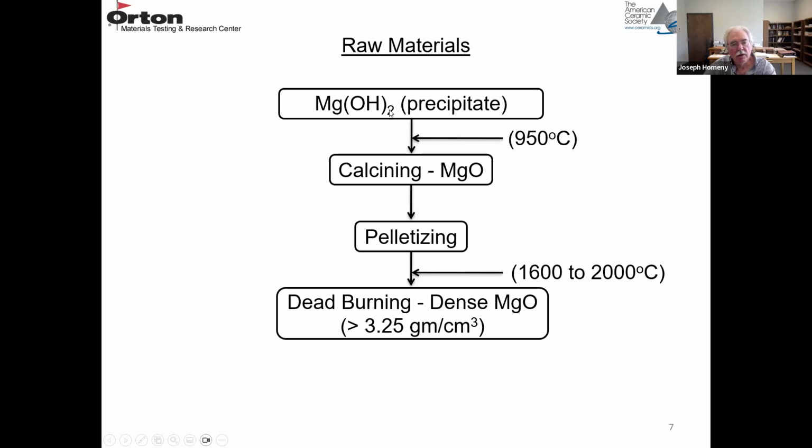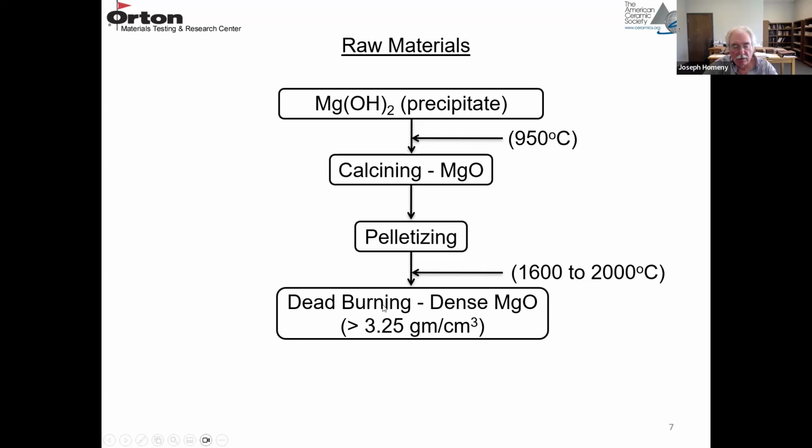So you take this magnesium hydroxide and calcine it at about 950 degrees C. Now you end up with fine particle size MgO. Then you press it into pellets, and then you do what's known as dead burning. You heat treat it from 1600 to 2000 degrees C, and that makes dense MgO. Crystals grow, you reduce the porosity and the grain boundary area, and the density ends up being about 3.25 grams per cubic centimeter.